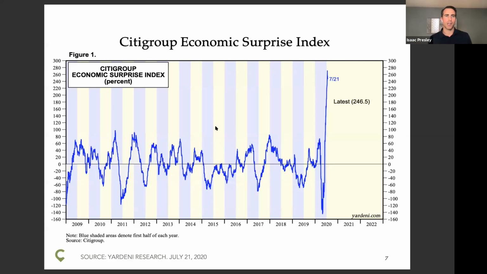The other thing would be the economic data. Again, we've looked at this chart before, but basically what we're looking at is whether the economic data is coming in better or worse than expectations. That's what the Citigroup Economic Surprise Index measures. If you're above 0, the economic data is coming in better than expectations. If it's below 0, the economic data is coming in worse than expectations. And what you can see here, recently, the economic data is coming in much better than expectations.